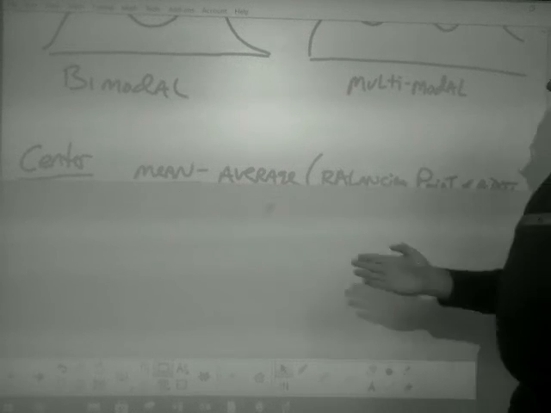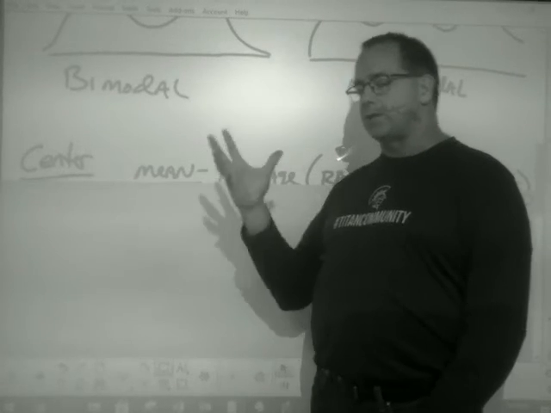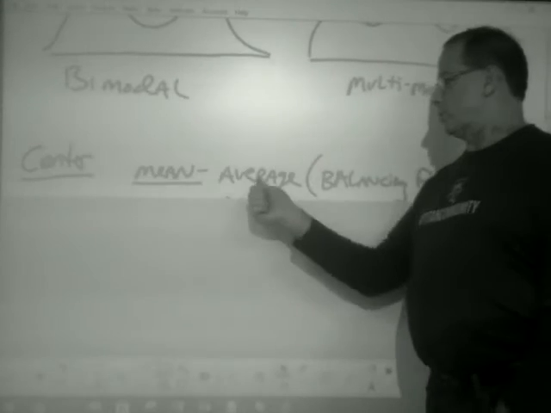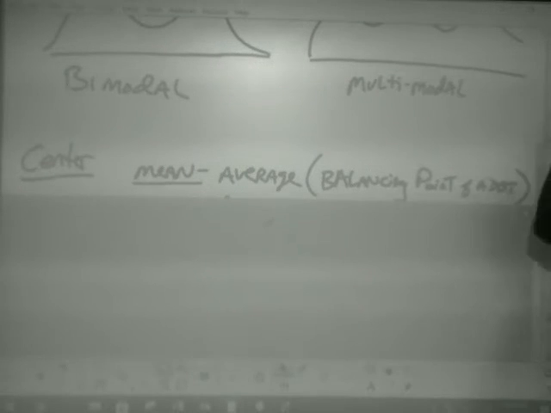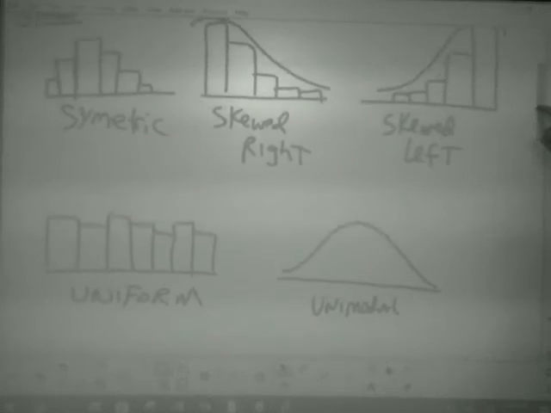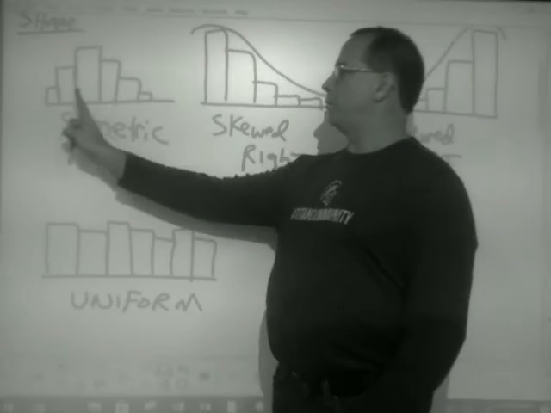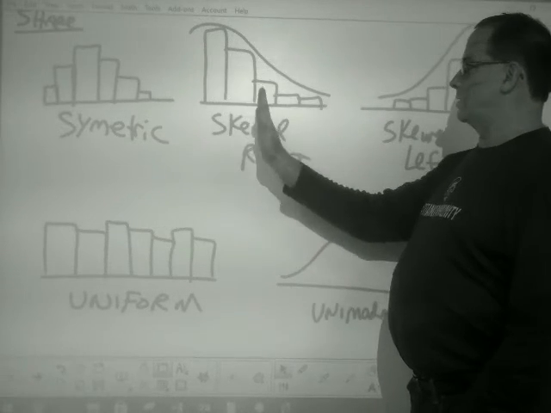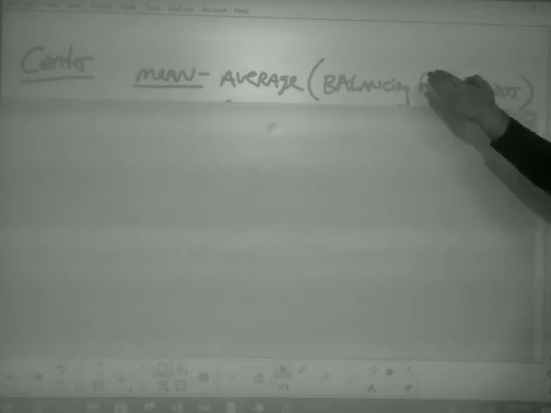We want to talk about where it's centered, around the center of the data. If we're talking about the mean or the average, we're talking about the balancing point. Where does this distribution balance? If I'm up here, where does it balance? That's about the mean. If I'm here, where does it balance? That's the mean. So the mean is another word for average. It is the balancing point.